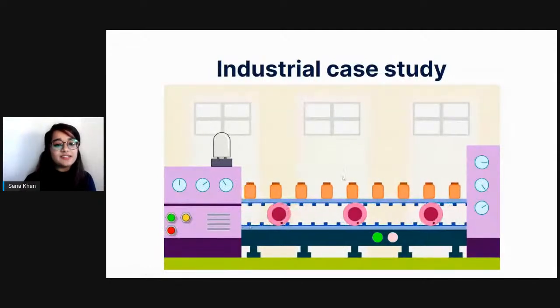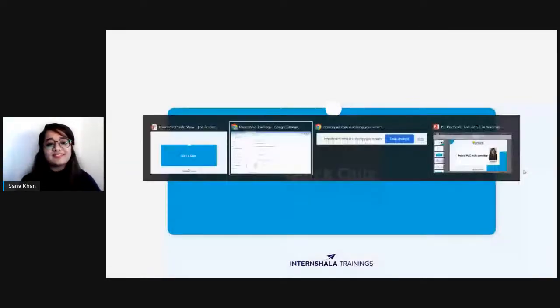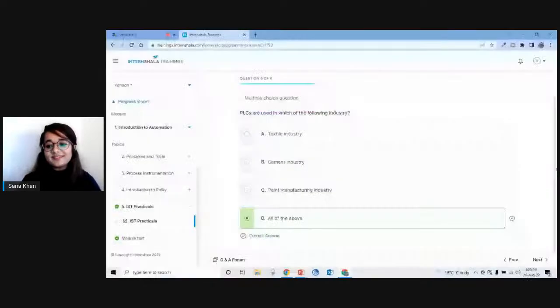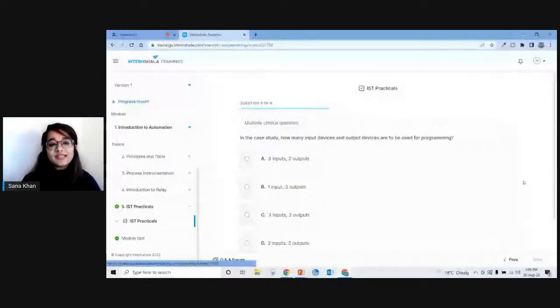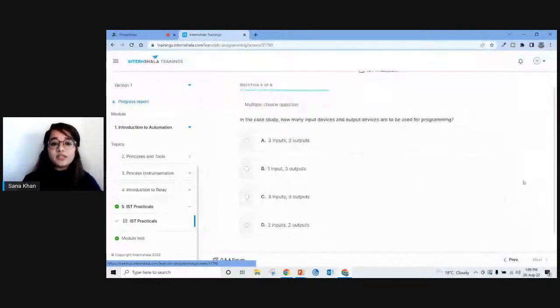Interesting, right? So I will be also solving this, but before that, a very, very quick question to all of you. So in the case study, we just saw how many input devices and output devices are to be used for my PLC programming. Will I be using A, 3 inputs and 2 outputs? B, 1 input and 3 outputs? C, 3 inputs and 3 outputs? Or D, 2 inputs and 2 outputs? Put in your chat box.